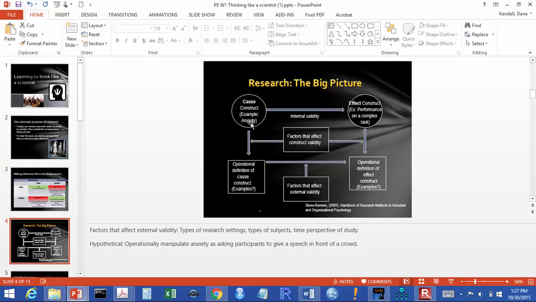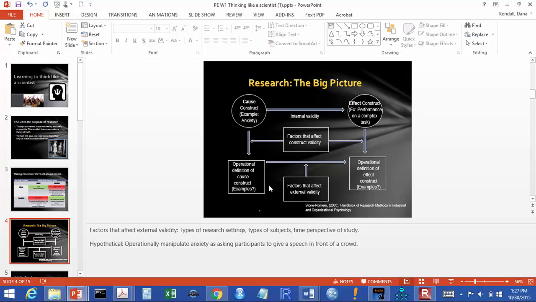So the construct validity is represented by these arrows here that go from the construct to the operational definition. And construct validity is defined as the truthfulness of the inference that our operational definition accurately reflects the theoretical essence of the construct that we care about, that we're trying to measure or manipulate. Okay, so that's those. I think that's helpful for me when I think about internal validity versus construct validity.